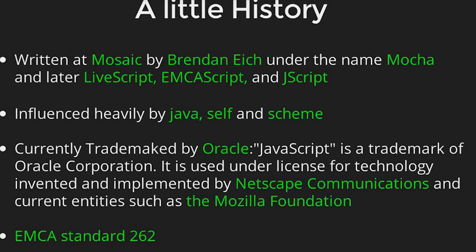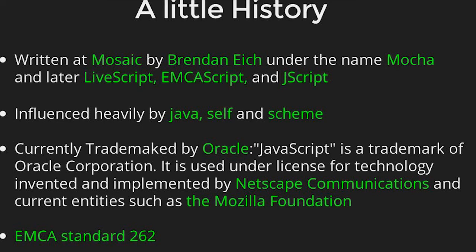Note some of the names they had for it: Mocha, LiveScript, MCA Script, JScript. Now, note that is all that Java has in common with JavaScript. A copyright name, a buzzword, in order to get people to use JavaScript. There is nothing else in common between Java and JavaScript. Totally, that's it. So it's just a way to get people to use it. And that's pretty terrible sounding, I know.